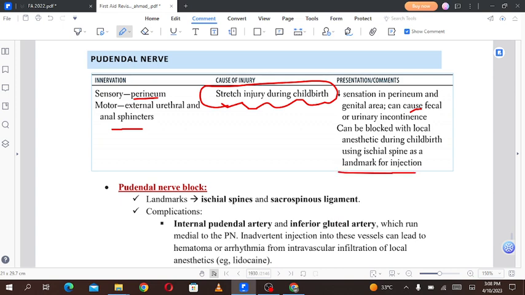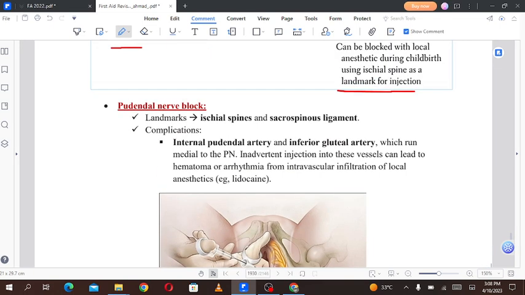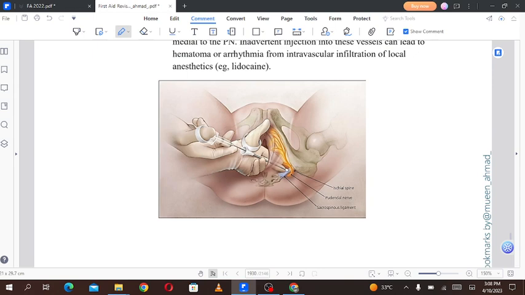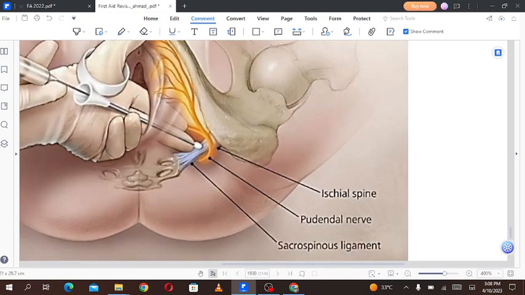Then we have the pudendal nerve block. So here you can see that we are using the ischial spine as a landmark for the injection. If I could zoom it in here, you can see that this is the ischial spine, and we are using the ischial spine as a landmark, and then we are inserting toward the pudendal nerve.